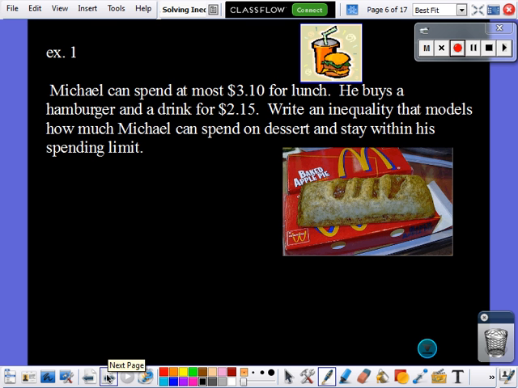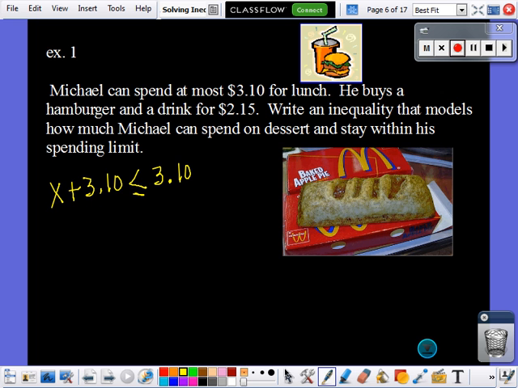Now when we start spending money, we spend X on dessert. We spend $3.10 on our hamburger and drink. And what we spend had better be less than or equal to $3.10, because you can't spend more than you have. And this is all I have.